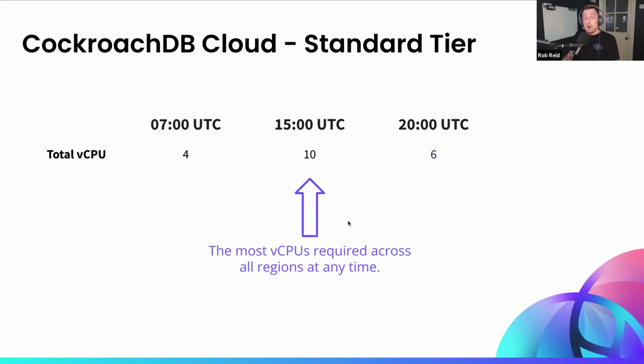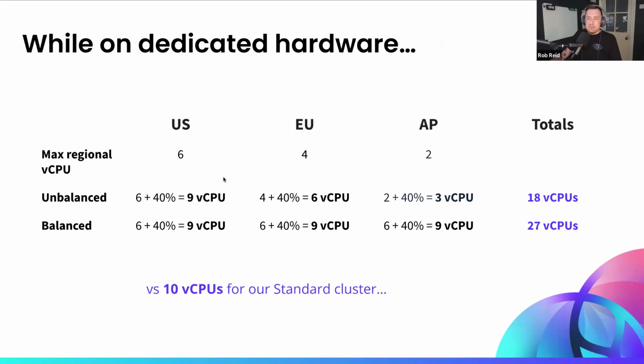The busiest period of time in that 24-hour period was at around 3 o'clock UTC in the afternoon. Most virtual CPUs were required at this time. So that's the amount of vCPUs you would want to provision for your standard cluster. And we always recommend budgeting around 40% above that to give yourself some headroom to account for unexpected spikes in busyness. So let's move on a little bit here.